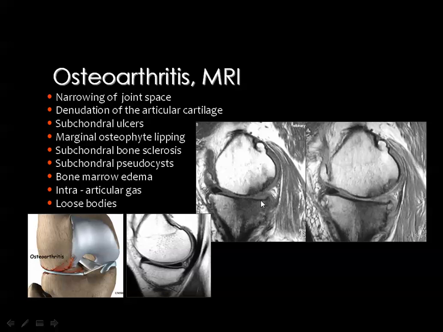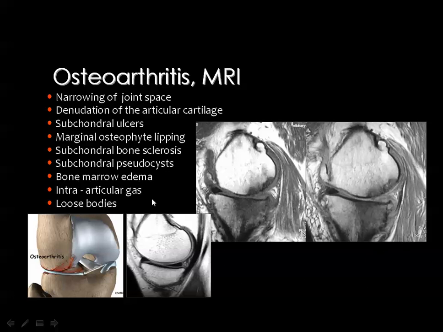It is totally degenerated. Then subchondral ulcers, like these changes in the subchondral bone, these are known as subchondral ulcers or osteochondral defects. Marginal osteophytic clipping, and this is an example. This is an osteophyte, and this is also an osteophyte. They are prominent osteophytes. Subchondral pseudocystic changes, you may find some cystic changes in the subchondral bone which are not seen here. Bone marrow edema, and this is bone marrow edema secondary to degeneration, and then it can be seen in the tibia and femur or any of them.